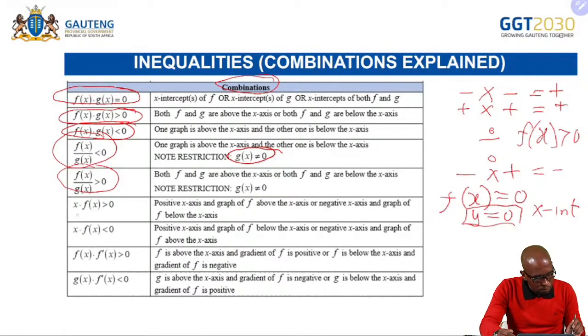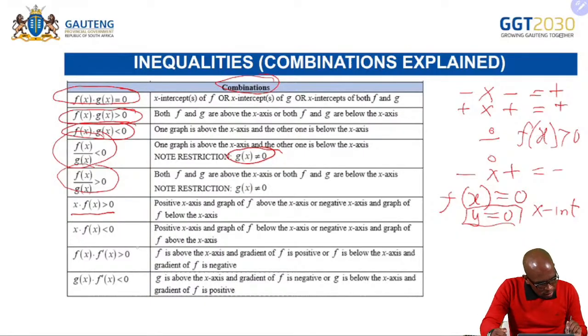It goes on to x times f of x is greater than 0. We are now looking at the combination between a function f of x and some value of x. So we are looking at the x-axis. If it's positive, we are looking at the positive x-axis and the positive graph of f, where f is above the x-axis. But if it's less than 0, you are looking at different signs, either negative x-axis and positive graph of f, or positive x-axis and graph of f below the x-axis.